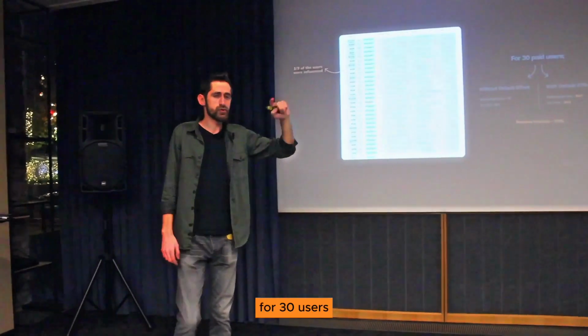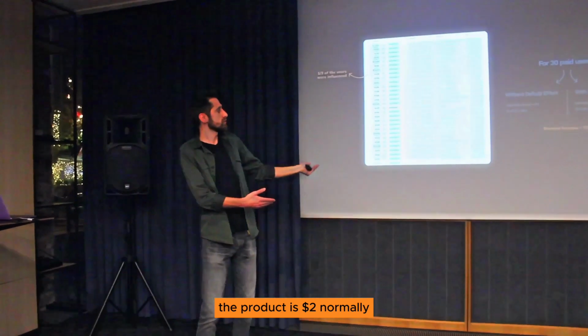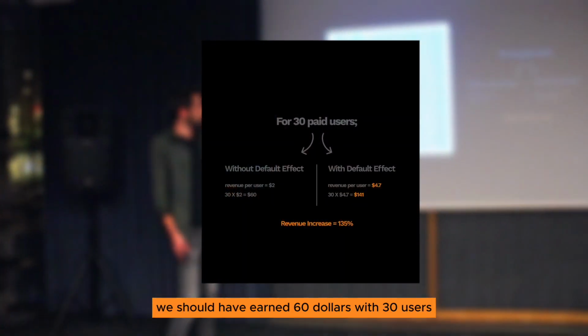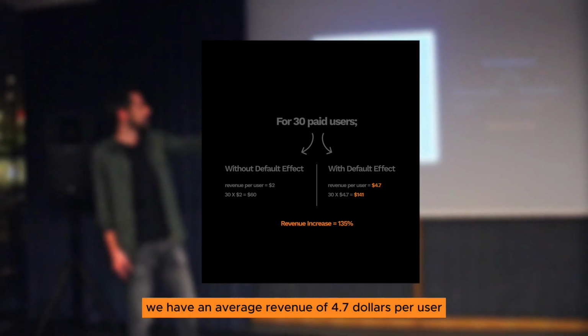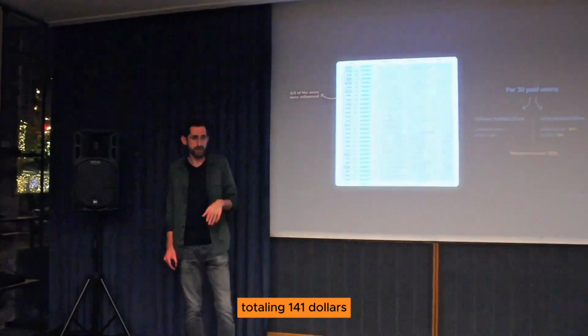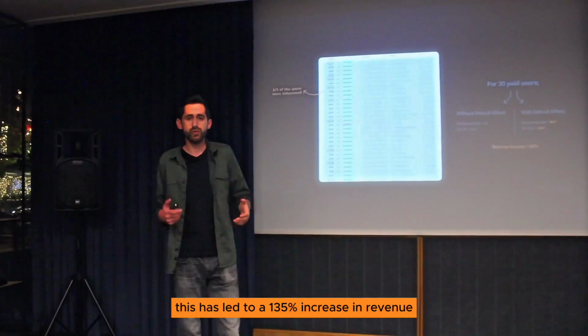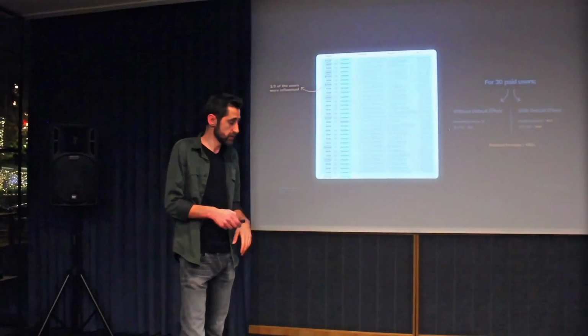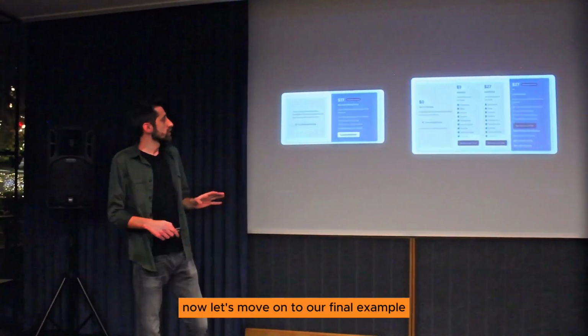Here are the results for 30 users. The product is $2. Normally, we should have earned $60 with 30 users. But with these results, we have an average revenue of $4.7 per user, totaling $141. This has led to a 135% increase in revenue. Now let's move on to our final example.